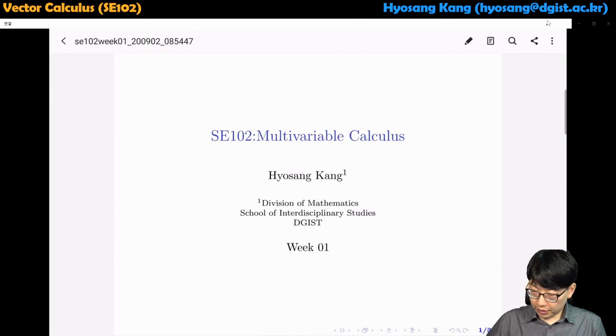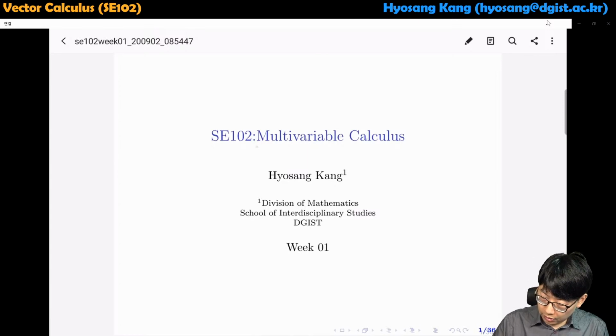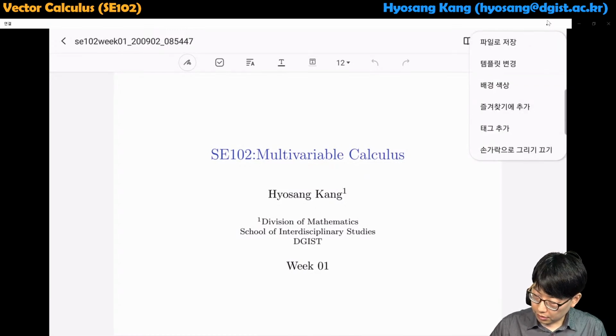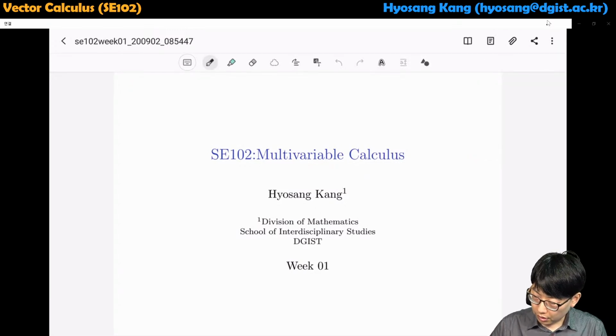Okay, so let's start. This is the first class of multivariable calculus this semester. Let me summarize what we are going to learn in this course. Look at this title. The word multivariable calculus means that we're going to study calculus on multivariable functions.